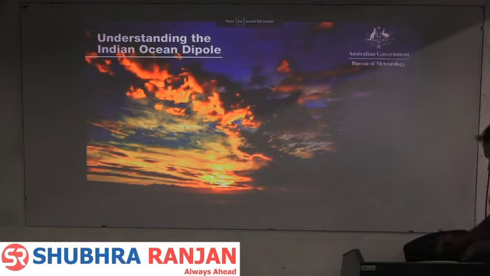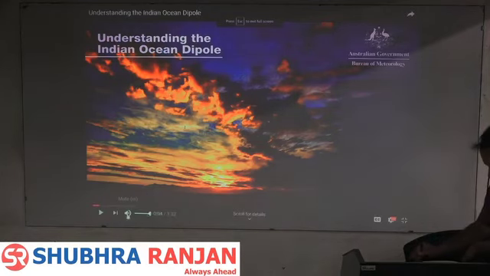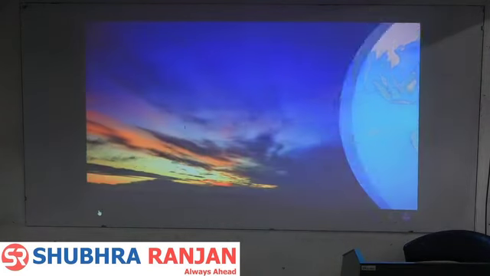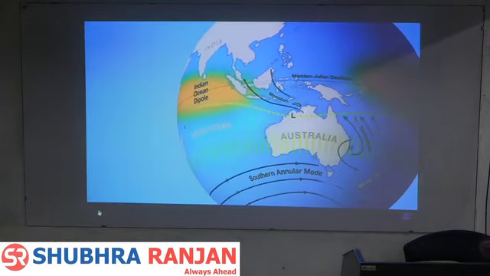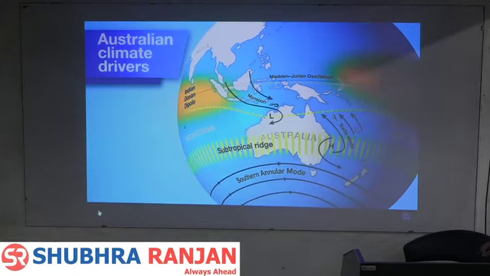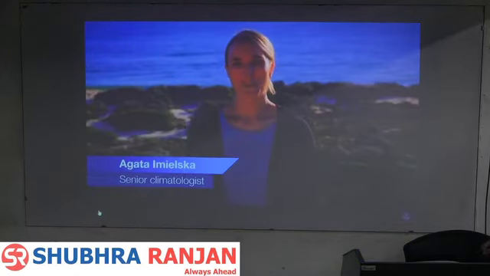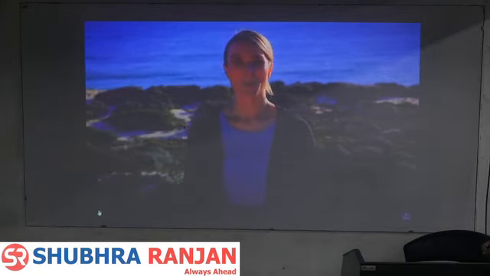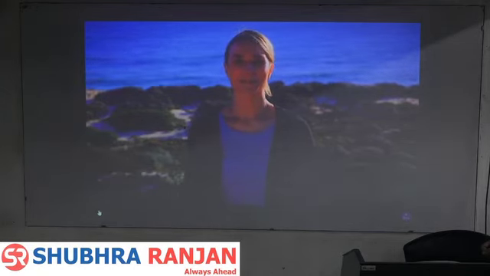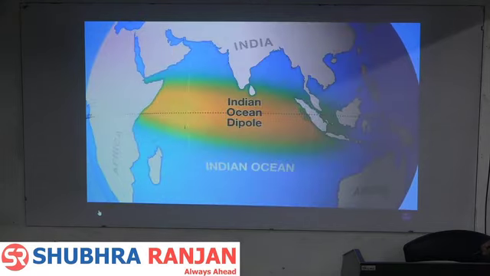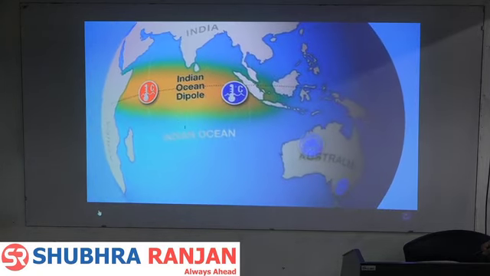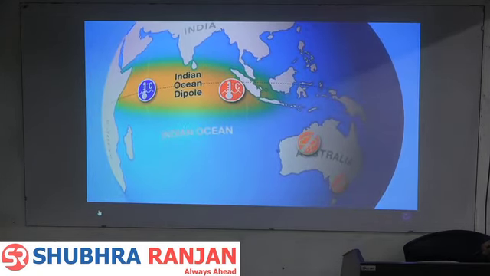Australia's highly variable climate is influenced by the broad patterns in the oceans around it and the atmosphere above it. We call these patterns our climate drivers. The most significant climate driver in the Indian Ocean is the Indian Ocean Dipole, often called the IOD. The IOD refers to the year-to-year changes of tropical sea temperatures in the western and eastern Indian Ocean. These changes can alter the weather patterns that affect Australia's rainfall.